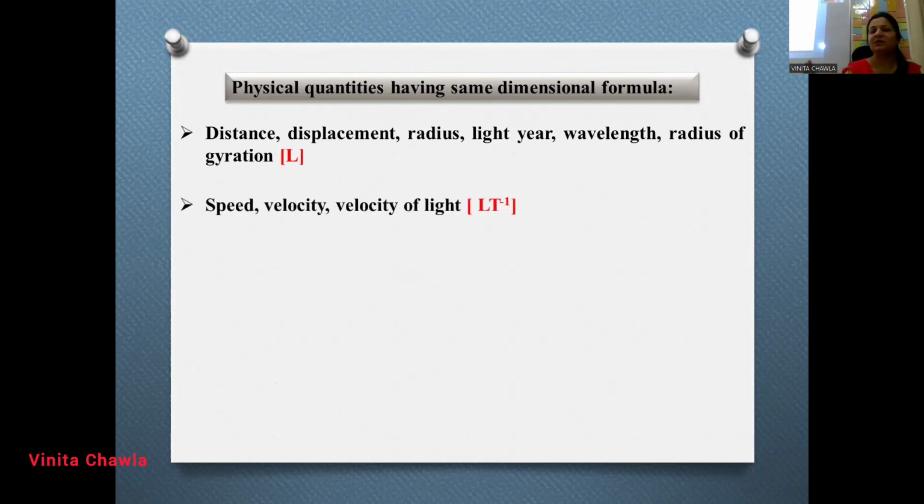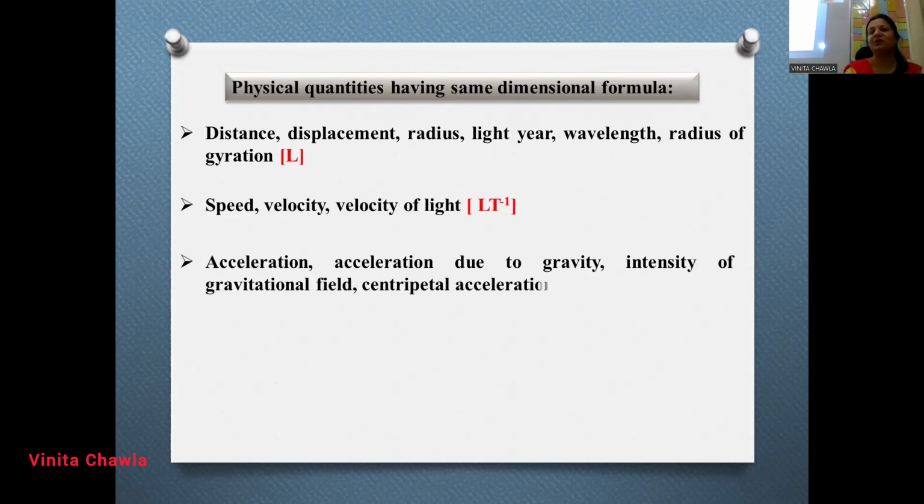Speed, velocity of light, again, they have the same dimension LT minus 1. Acceleration due to gravity, intensity of gravitational field, centripetal acceleration, they have the same dimension LT minus 2.